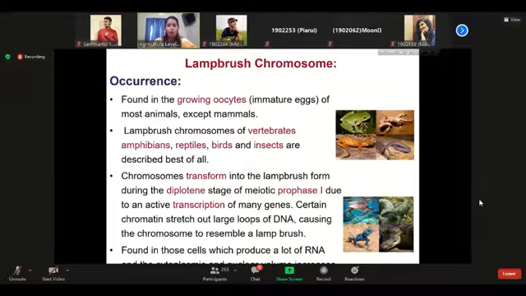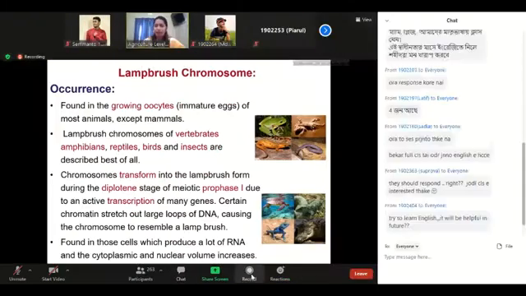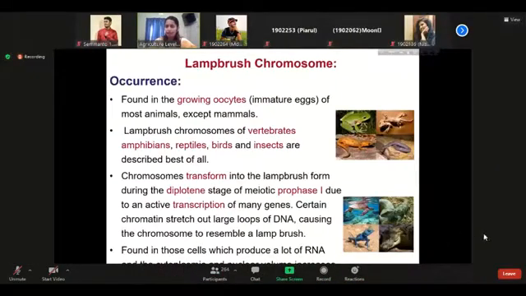It is found in those cells which produce a lot of RNA, and the cytoplasm and the nuclear volume increase. Some cells which need a lot of RNA produce many loops, and for this reason they get this lampbrush structure. In that way, the chromosome size, the nucleus in the cytoplasm become large, and the cell also becomes large.